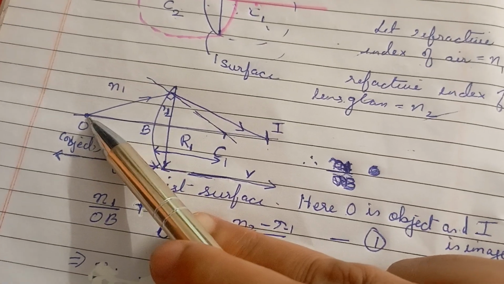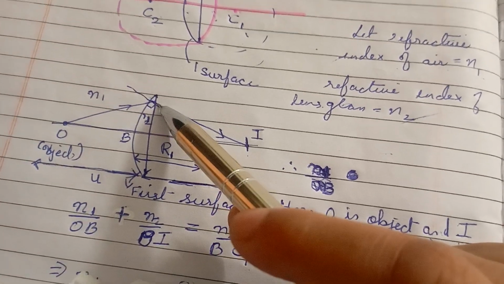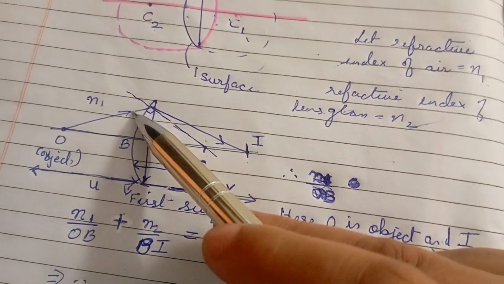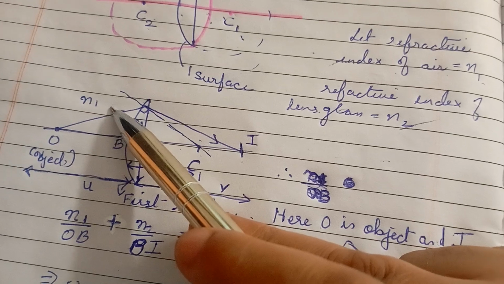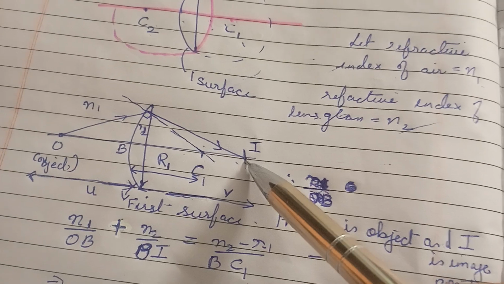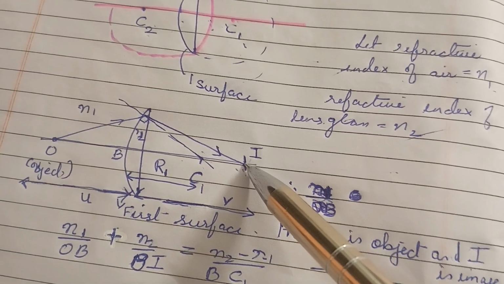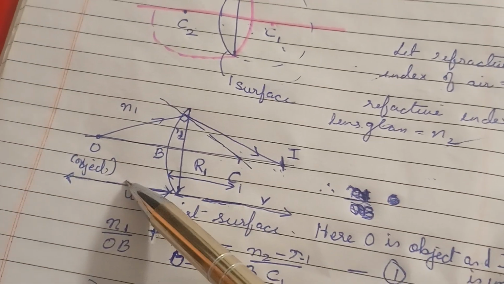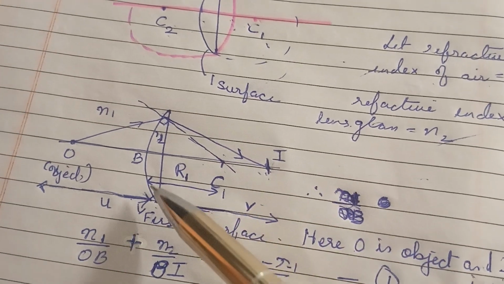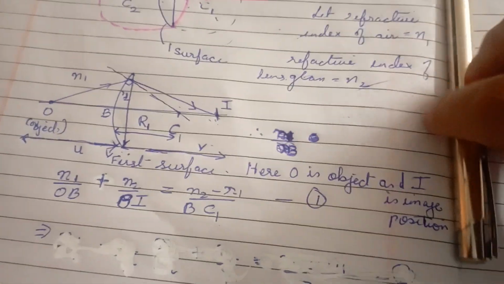Light from O strikes the surface here, and we draw a ray from C1 which falls normally to surface 1, and hence it acts as a normal for this ray. Because the ray is traveling from a rarer to a denser medium, it will bend towards the normal and form an image I at this point. Okay? So we have got that the image is formed by the first surface at I. For this, OB will be the object distance, BI will be the image distance, and BC1 will be the radius of curvature for the first surface.